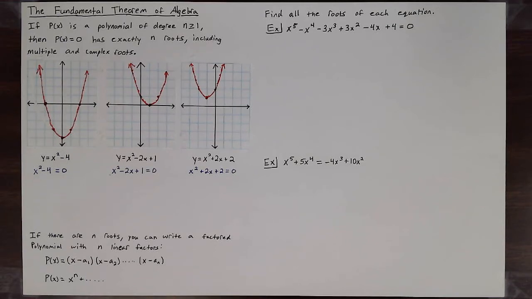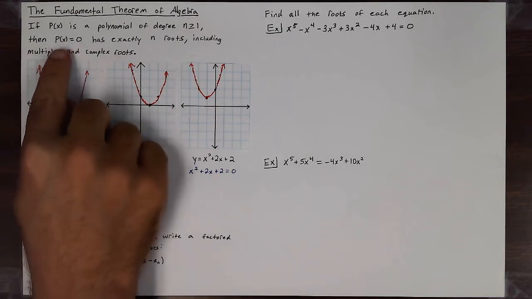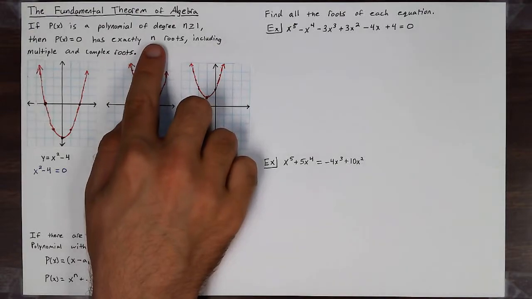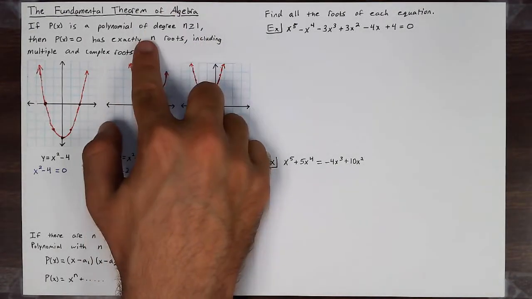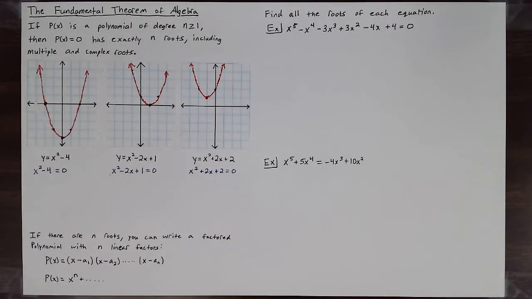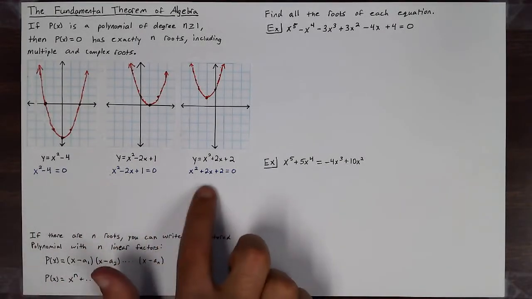In this video, we are going to learn about the fundamental theorem of algebra. Now, if a polynomial is of degree n, which is greater than or equal to 1, then the equation p of x equals 0 has exactly n roots. Meaning the polynomial has that many solutions. This includes multiple and complex roots, and I'll explain that in these three examples just below.